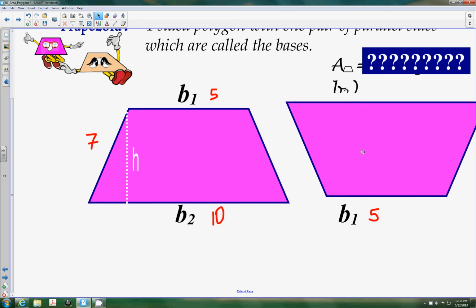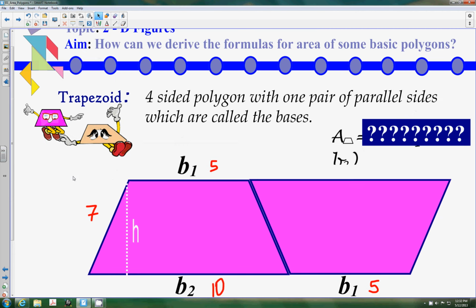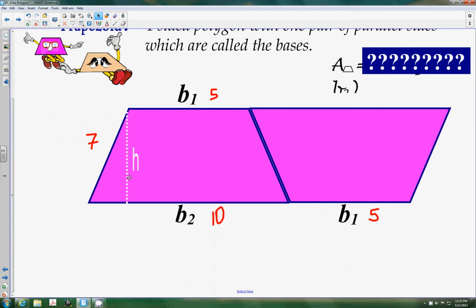I only want this piece. It's half, right? So what would I have to do? What would that formula look like? I'm not telling you. I want you guys to do it. So write it down. Try to come up with an idea of the area of a trapezoid. I'll give you the hint. It's going to use base 1. It's going to use base 2. It's going to use height. It's going to use something else too. I'm not going to tell you.